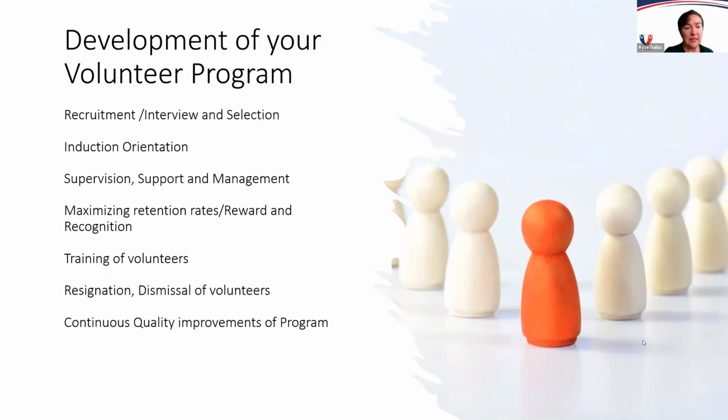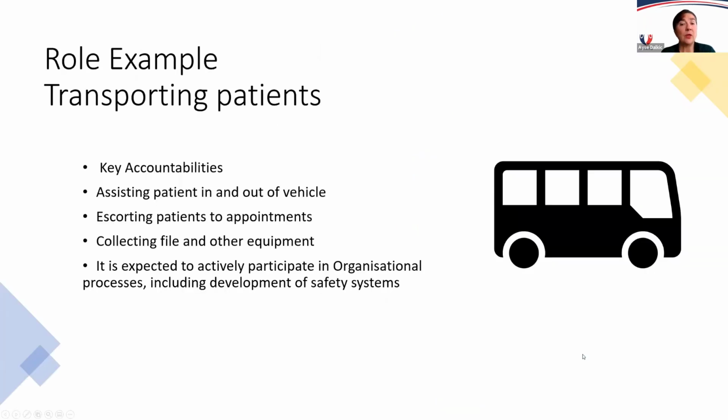So if we just take an example of a transporting patients role for a hospital, or even in the rural regional communities, just make sure that your documentation does cover the key accountabilities for the role that you're advertising for or you're recruiting for. This example is the transport driver. You want to make sure that you've given them the documentation that's necessary, but also equipment that's healthy and working and operational for them to do the task that they have to do.